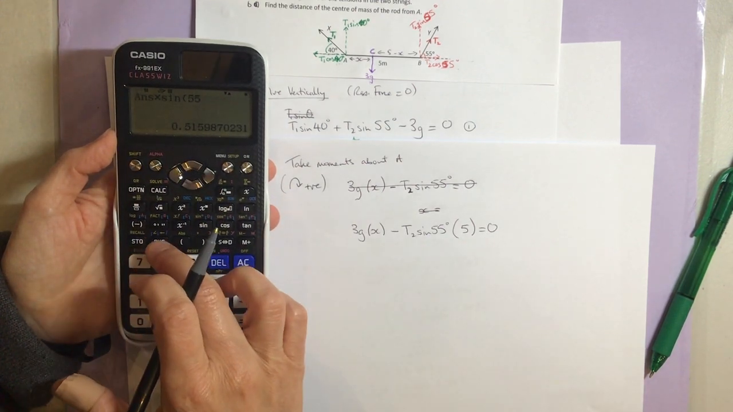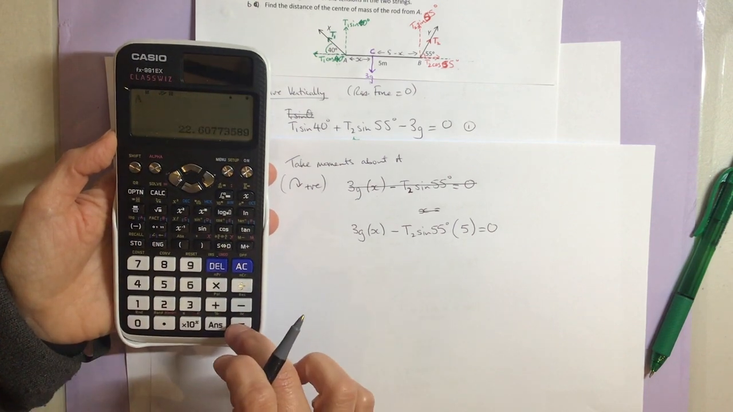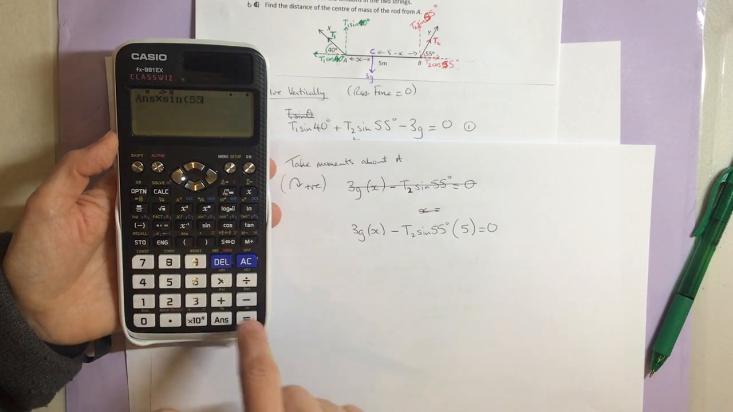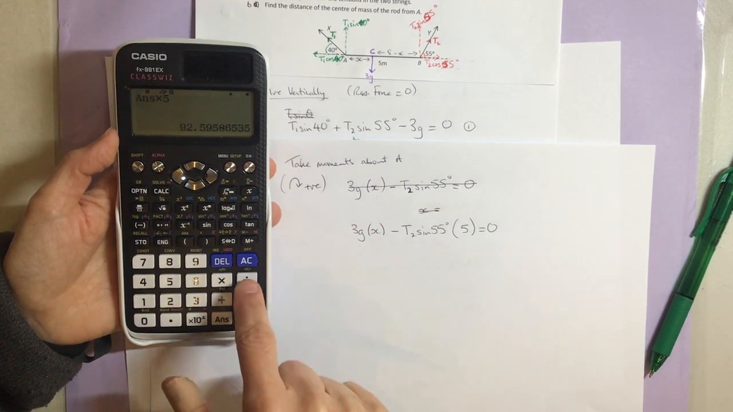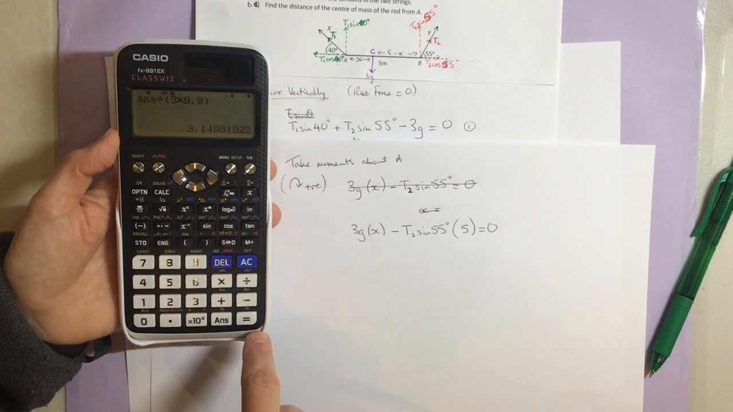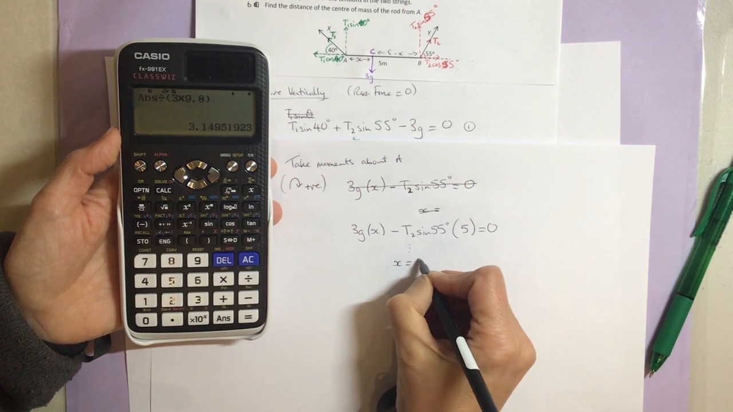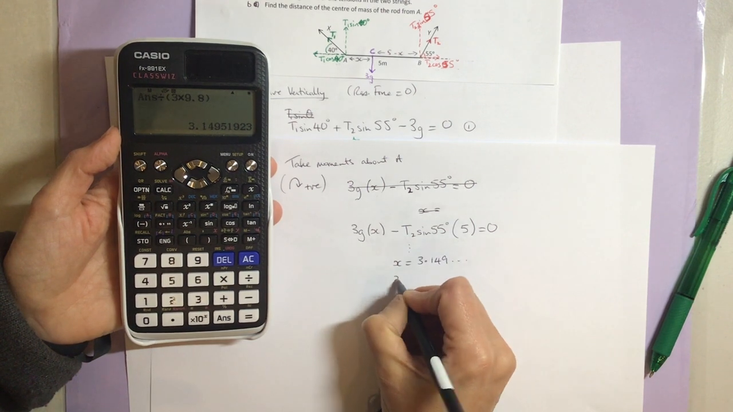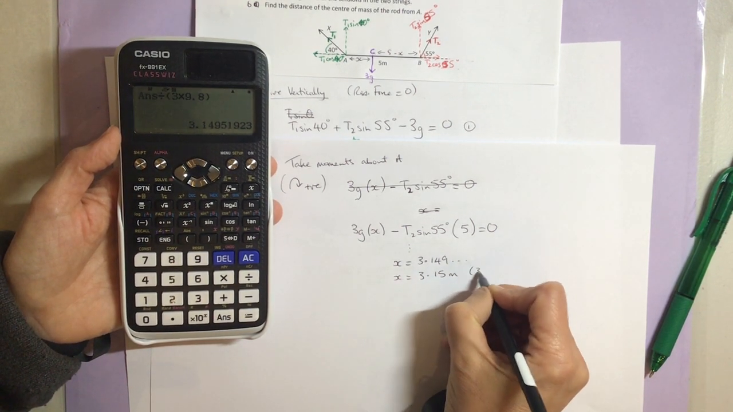Let's just recall my A value. So there's my T2. Let's times that by sine 55. Let's times that by 5 now. Let's divide that by 3 times 9.8. Okay, that feels like a better answer, so we should get there. X is equal to 3.149, etc. So X is equal to 3.15 metres to 3SF.